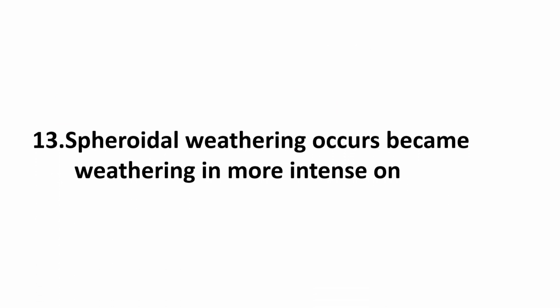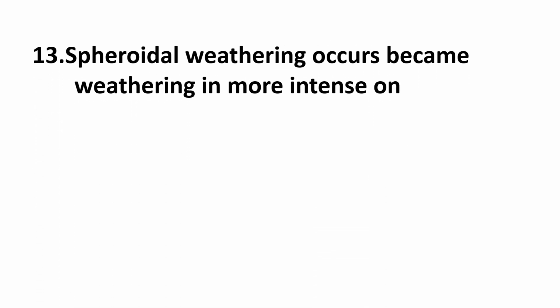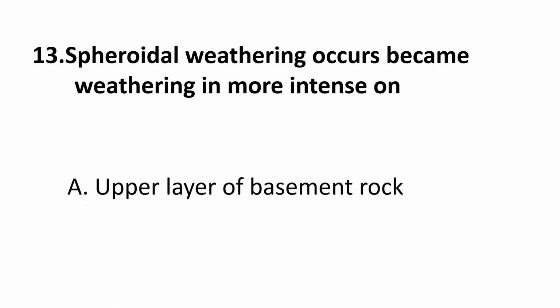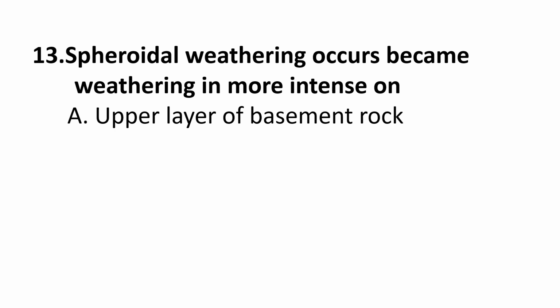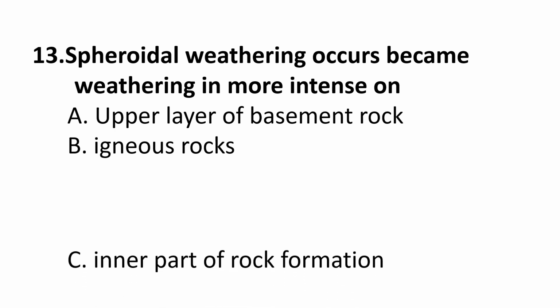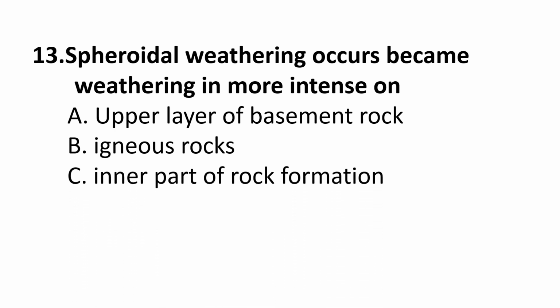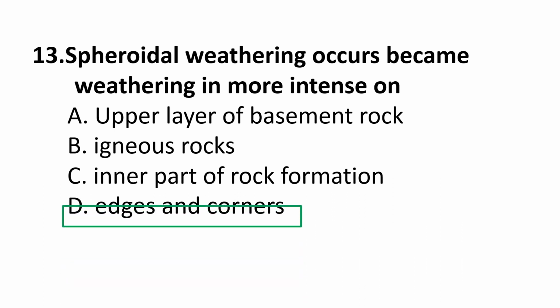13th question, spheroidal weathering occurs because weathering is more intense on. Choices are A, upper layer of the basement rock, B, igneous rocks, C, inner part of rock formation, D, edges and corners. So the correct answer is D, edges and corners.